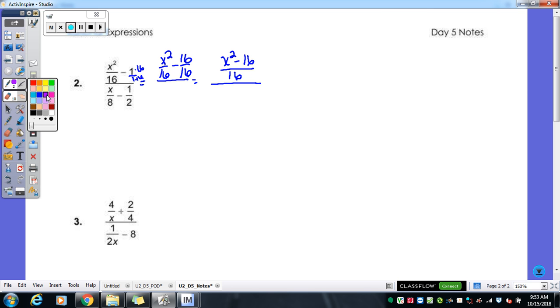So top part, one fraction now, good to go. Bottom part, we got to get a common denominator. We got 8 and a 2. Can we make 2 turn into an 8? Yeah, so I'm going to use a common denominator of 8. To make that 2 turn into an 8, we'd have to multiply by 4. So we got to multiply our top by 4.